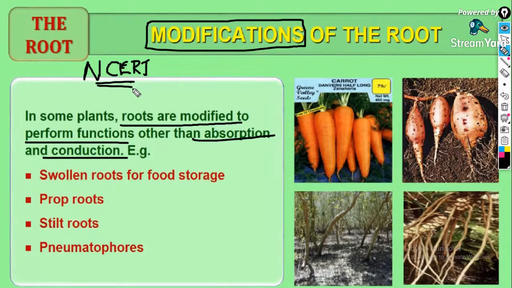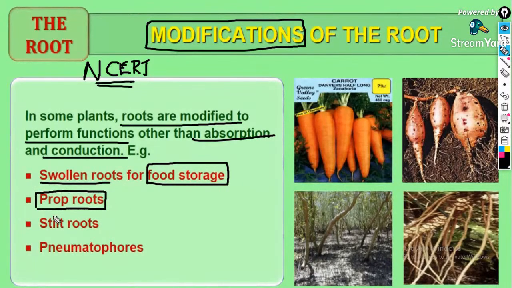So in certain plants the roots are modified to perform certain functions. For example, there are swollen roots for food storage. There are certain roots which are modified for food storage. There are certain roots for prop root, for example, banyan tree.